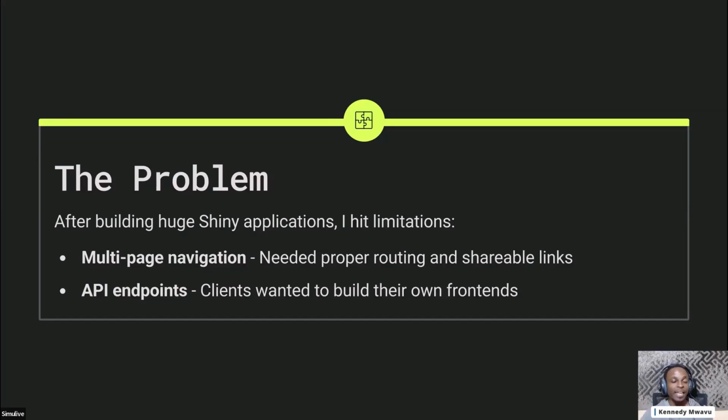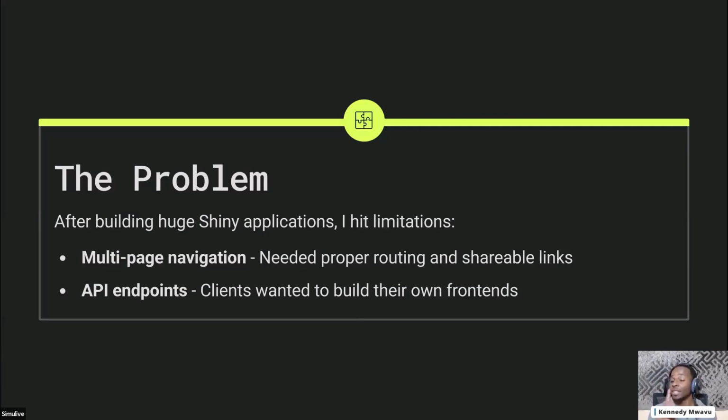This meant clients would go through a lot of clicks before they got to a page or a section within the application. As a result of that, we got a second problem. Clients started requesting for API endpoints to our application so that they can build their own frontends. Now, Shiny doesn't support either multi-pages or API endpoints, and this was a big problem.